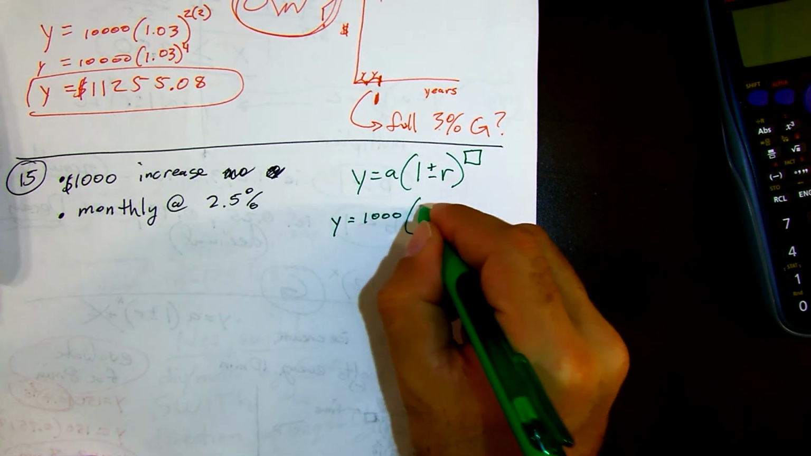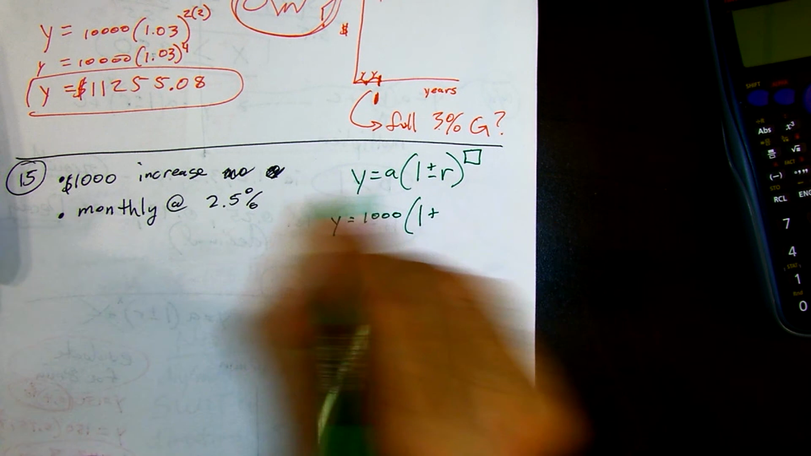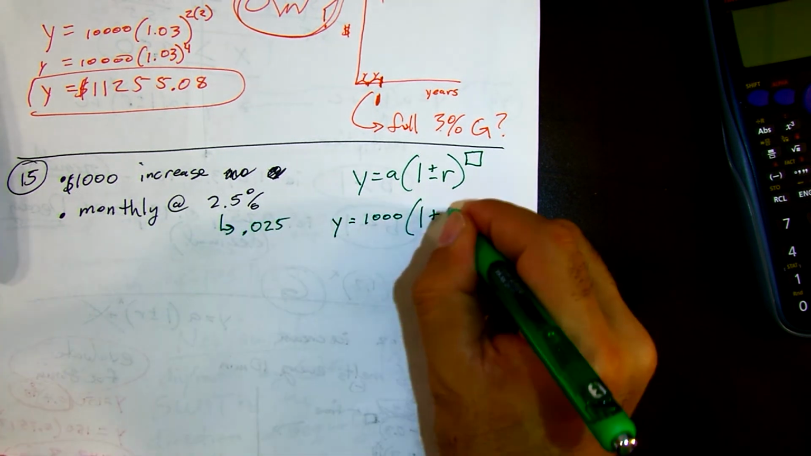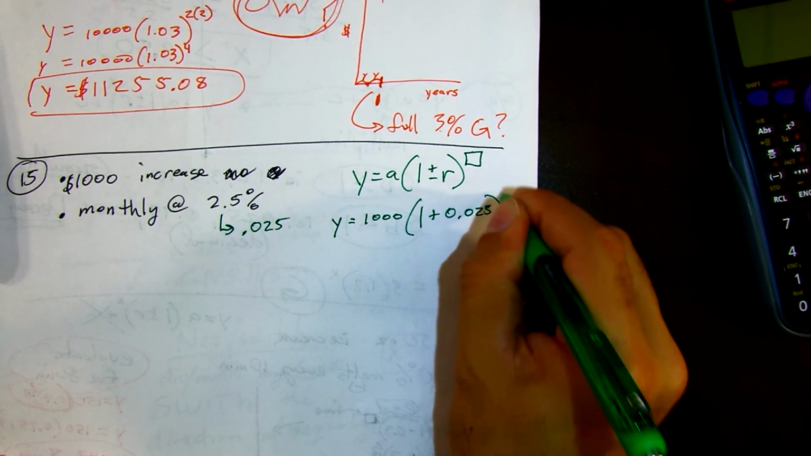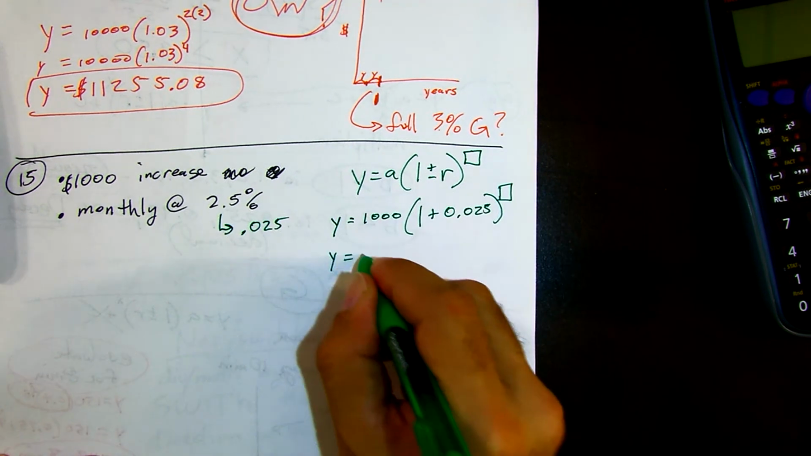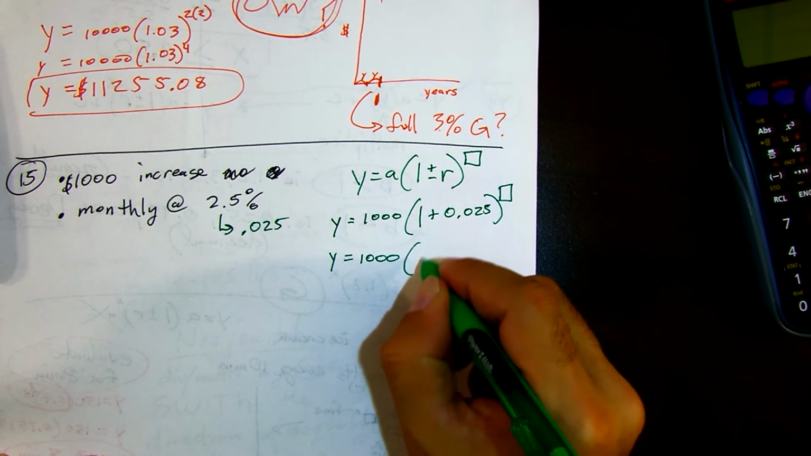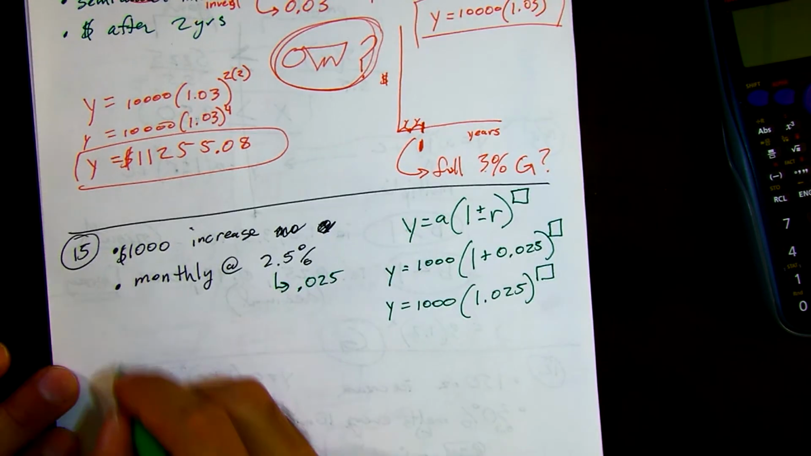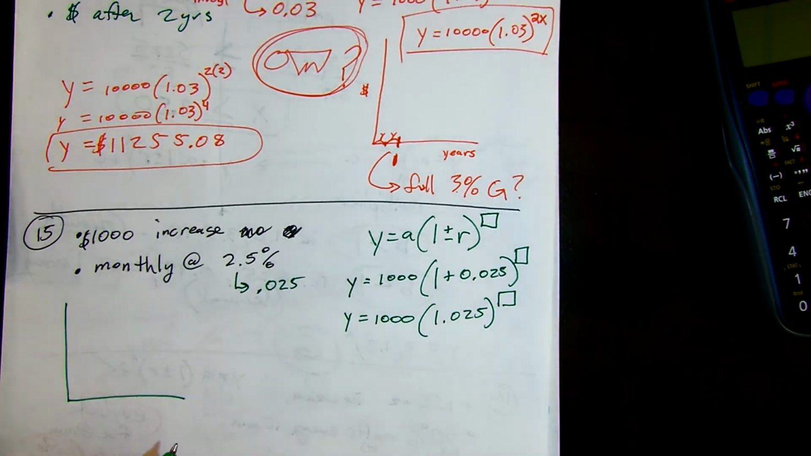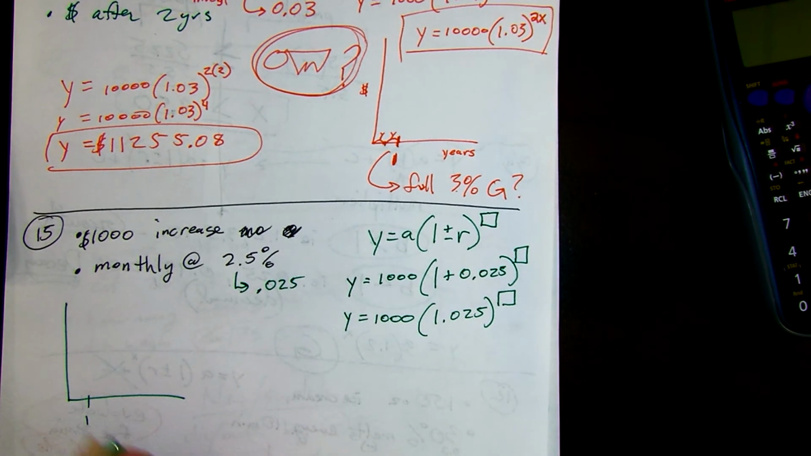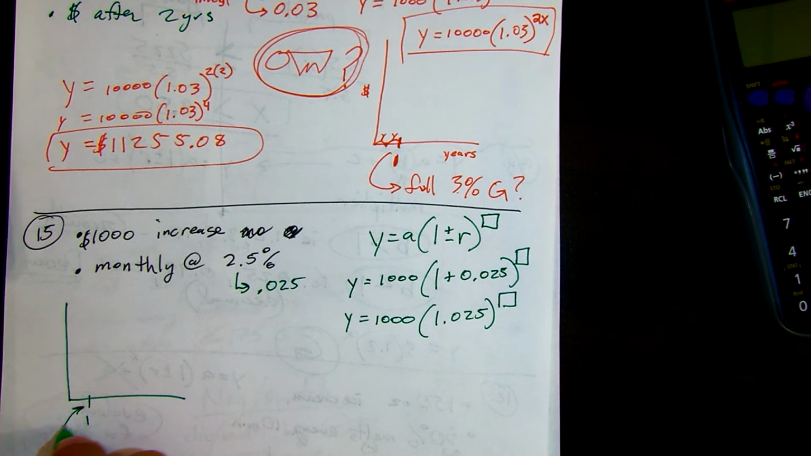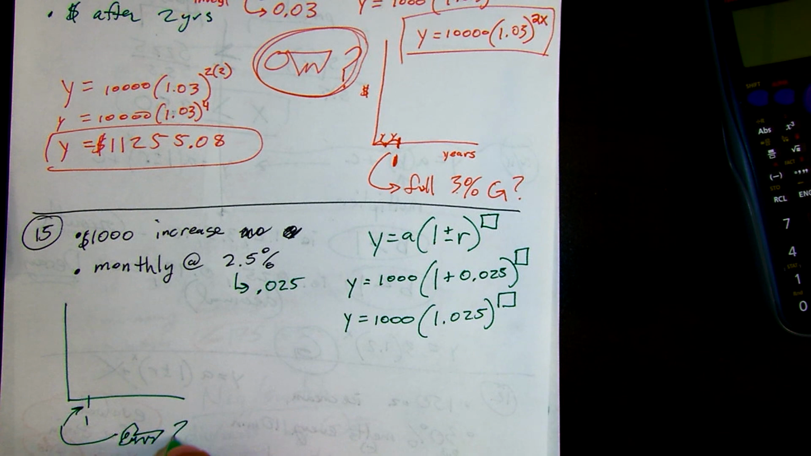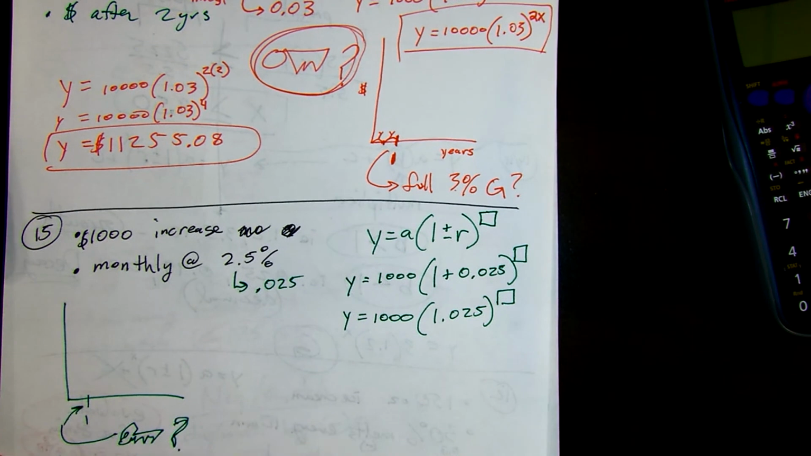Here's what I have for 15. I have $1,000. It increases monthly at 2.5%. So I'm going to write my equation again: A1 plus or minus R to the box. We'll figure out what box is in a sec. I know my A value is $1,000. It's increasing, so it's plus. This as a decimal is 0.025. We are figuring out the box.